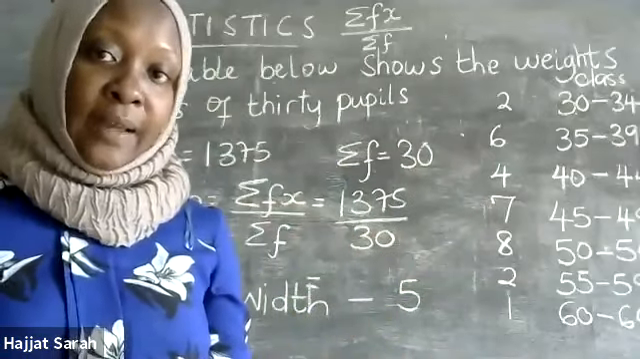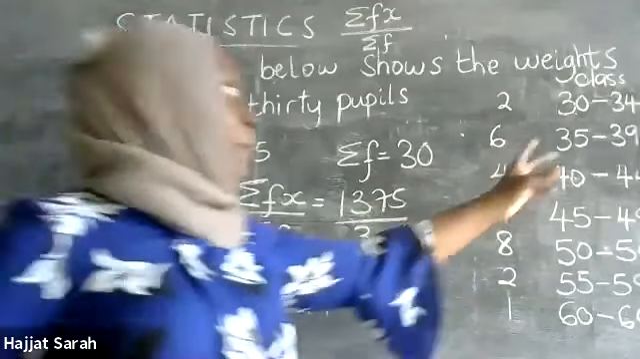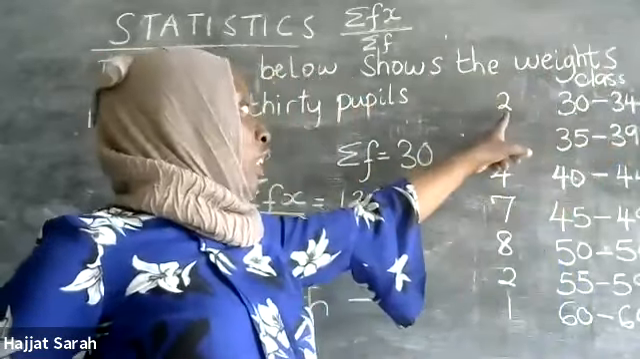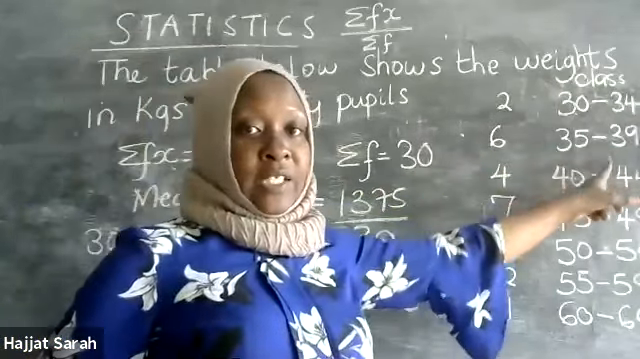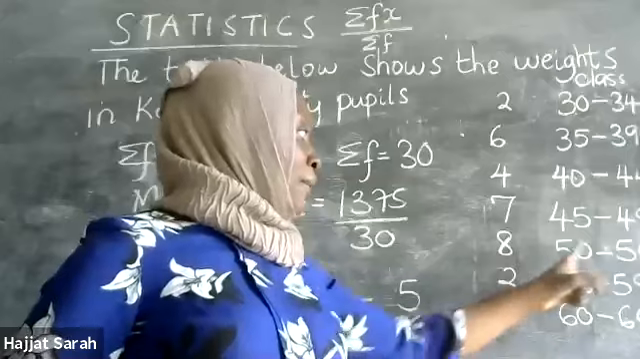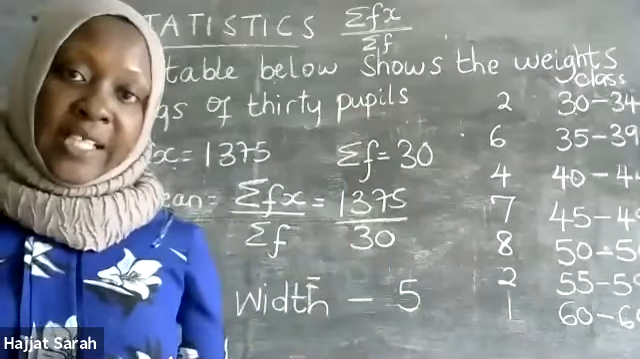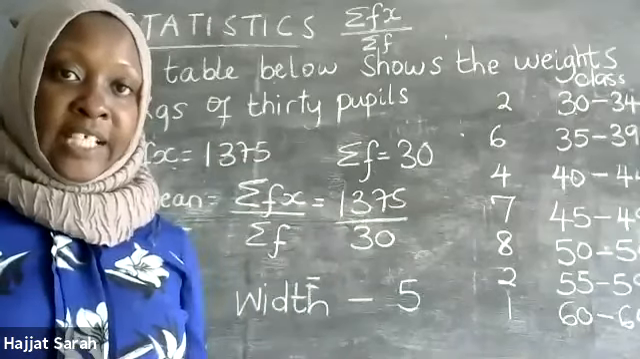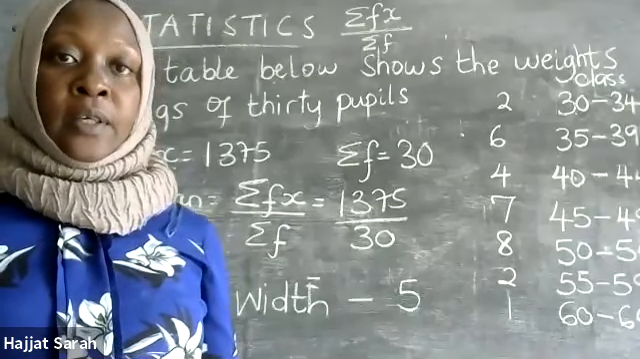When it is ungrouped data, my X will be that very number that I have. But when it is grouped data, my X will be the middle number, which is this plus that divided by 2. So my total here will be 2 times 32. Then you'll have 6 times 37. Then you have 4 times 42. Then 7 times 47. 8 times 52. 2 times 57. 1 times 62. Then you add those figures, and that will be your summation of FX. Is that okay, Crystal? Yes, it's okay.